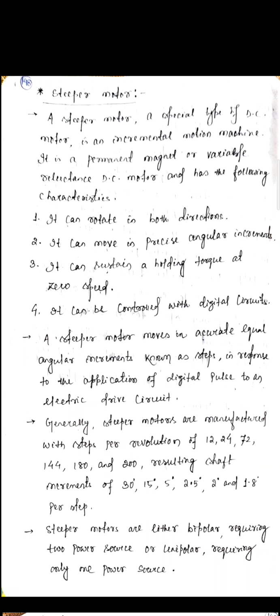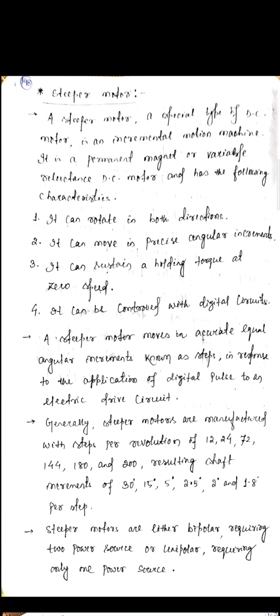A stepper motor is a special type of DC motor. It is an incremental motion machine. It is a permanent magnet or variable reluctance DC motor. Basically, stepper motors are of two types: one is the PM, permanent magnet stepper motor, and the other is the variable reluctance stepper motor.